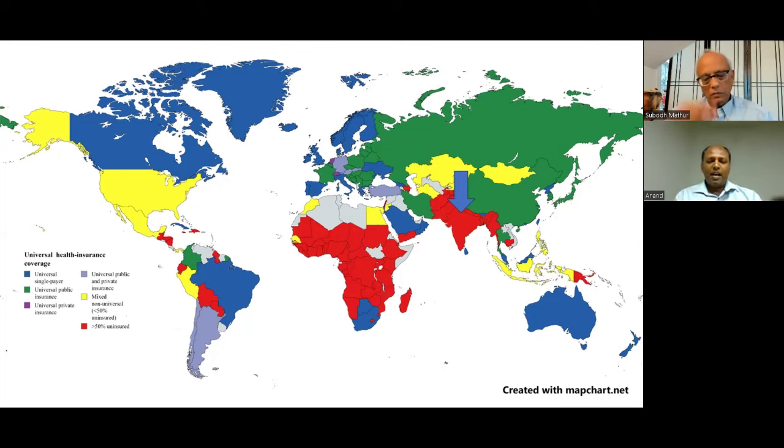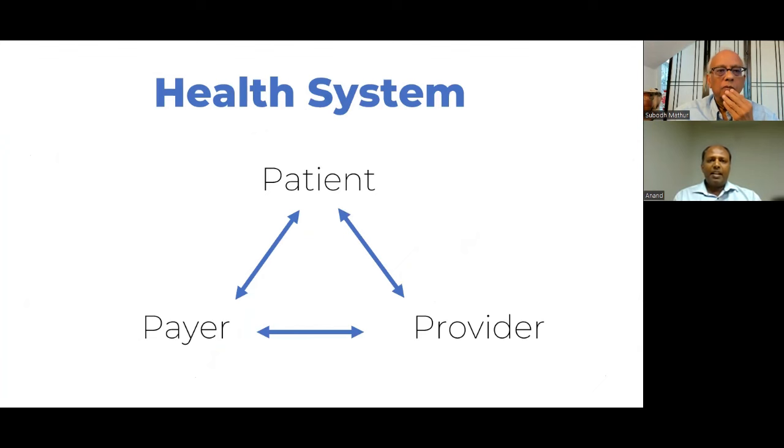I can't claim to be an expert in this, but from this picture, one takeaway we could have is those red colors, and India also features there, are the countries where more than 50%, the majority of the people, are uninsured and don't have access to affordable healthcare. So that's where India stands. Like I said, there are so many different kinds of health systems.